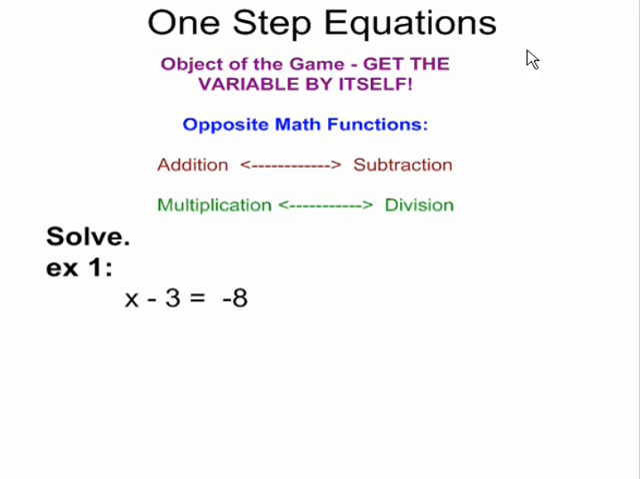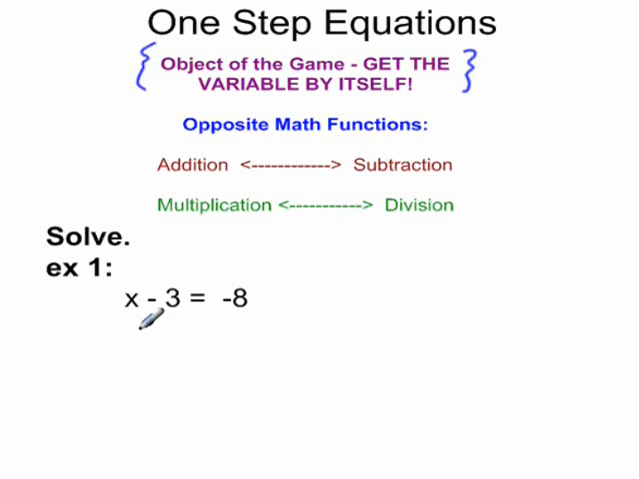So if we were playing a game, we could say that the object of our game is to get the variable by itself. And in order to do so, we have to first be aware of opposite math functions. Addition and subtraction are opposite math functions. Multiplication and division also go back and forth as opposite math functions. And we're going to be using these facts when we solve our equations. Let's look at example 1.